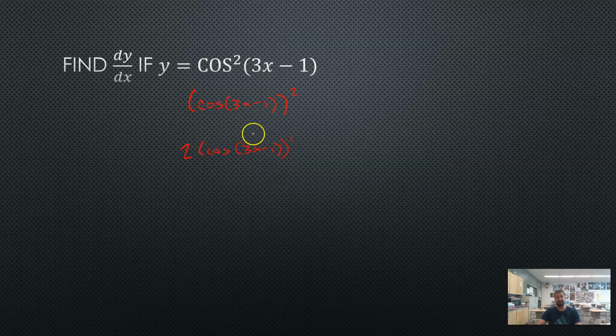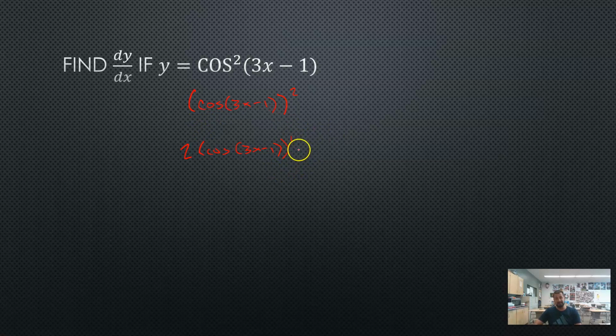So I brought the 2 down. It's just like a polynomial. So I took the derivative of that. Now I have to take the derivative of the cosine of 3x minus 1. Well, that's what we're talking about now. I have to take the derivative of the cosine of 3x minus 1, which is another composite function.